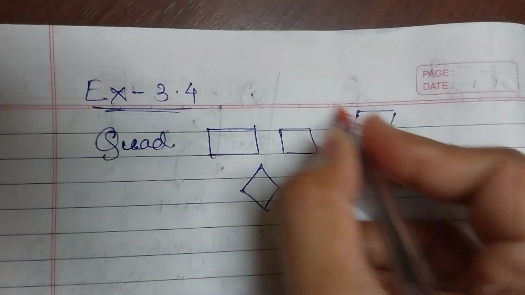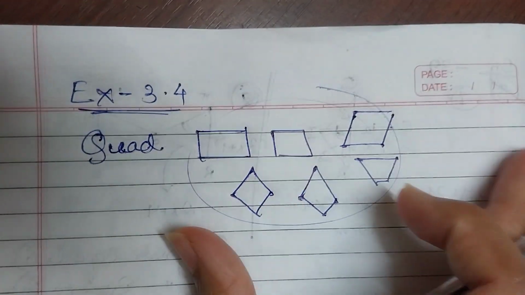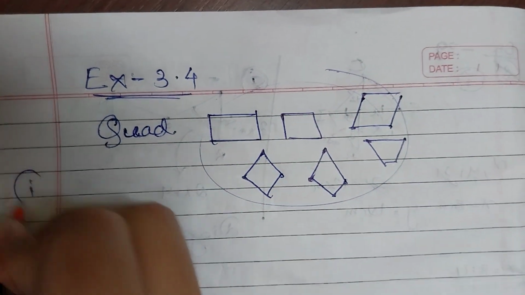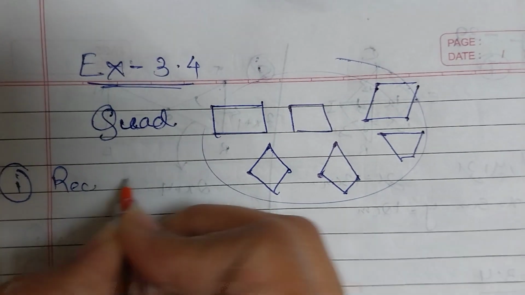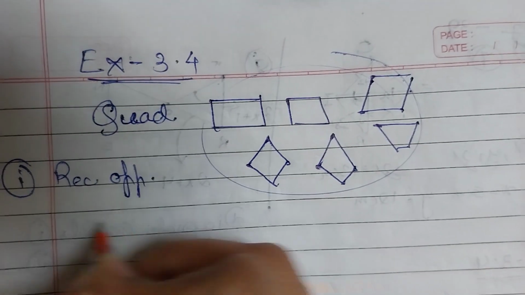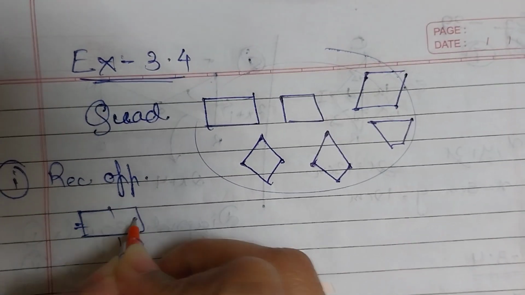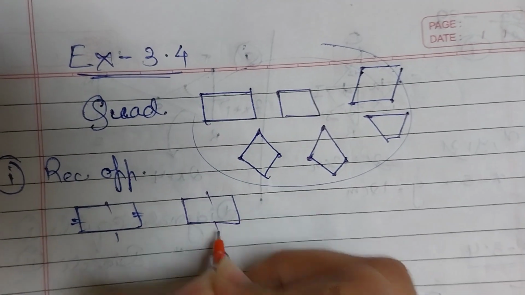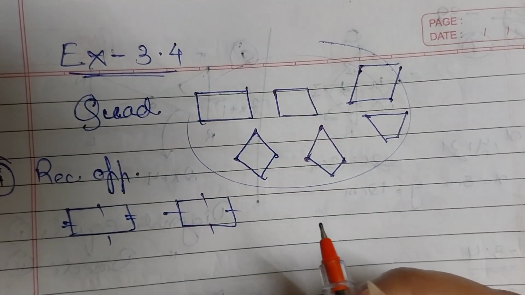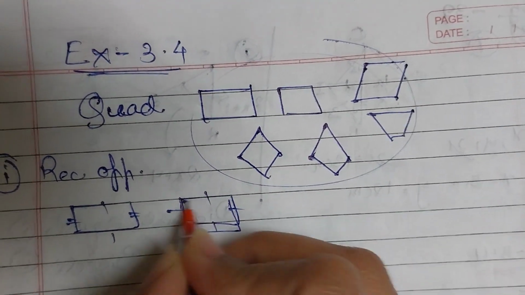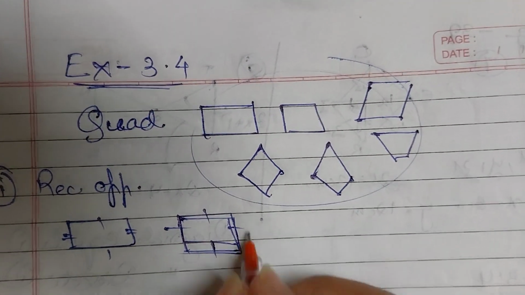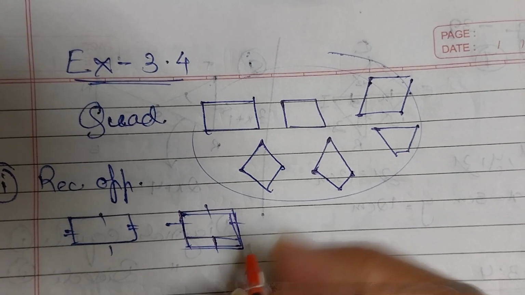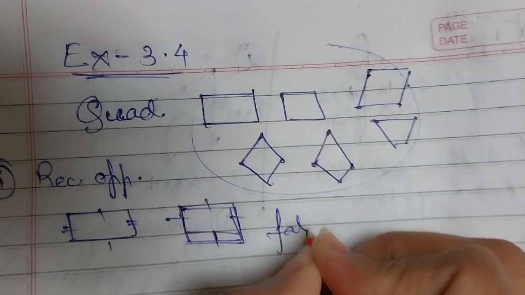Now the properties of all of these that you have learned will be assessed here. The first one says that all rectangles are squares. What is a rectangle? In a rectangle, opposite sides will be equal, isn't it? But in a square, all sides will be equal. So this is a false statement.